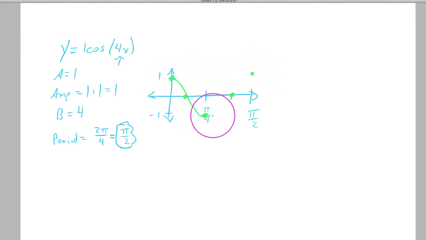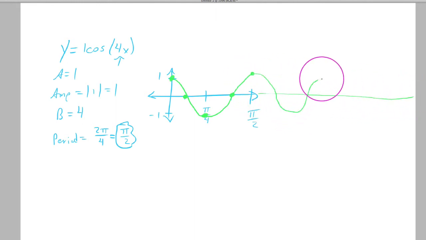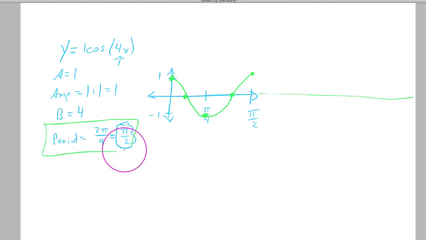You could see that if we were to extend this graph and go another pi halves, and another pi halves, and another pi halves, out to 2 pi, it would go through 4 cycles in a normal 2 pi period. Okay, that's how that b value works. The period of the graph is always 2 pi over b, or the normal period over b.